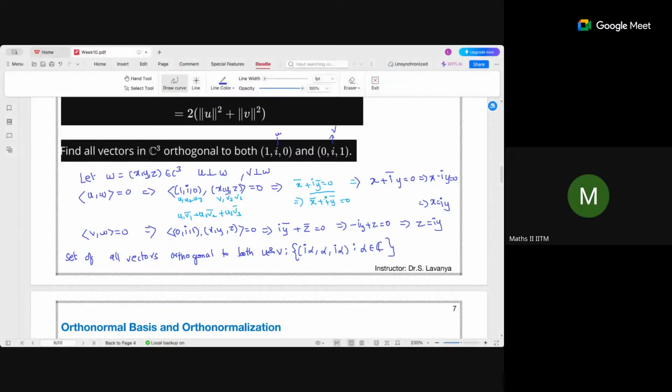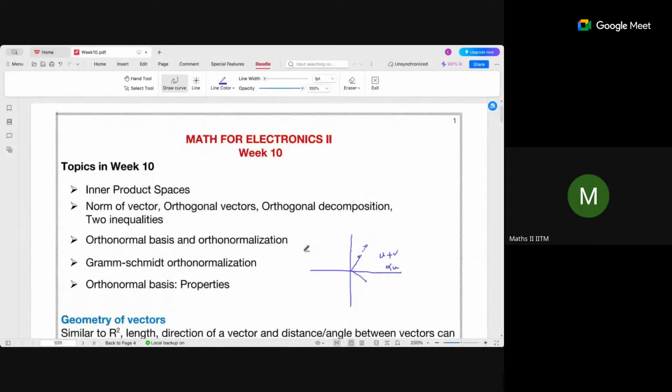Okay, fine. So what are the topics we did today? We have seen what an inner product is, what the norm of a vector is, what orthogonal vectors are, orthogonal decomposition, and the two inequalities. These are the parts we have done. The remaining part we will complete in the Friday session. All right? Tomorrow you will be receiving the quiz 2 results. You will get the answer scripts either today or at most tomorrow. All right then, see you again in the next session.